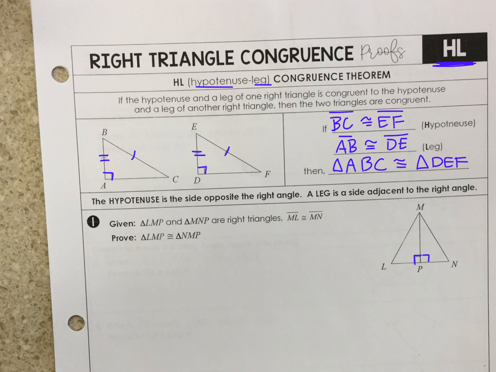Now, it says triangle LMP and MNP are right angles. Well, we saw that and figured that out. ML is congruent to MN. Because I'm a genius, I can mark that line they share. So I have an angle, side, side, angle, side, side, and it's a right angle, so it officially can be an HL, hypotenuse leg.